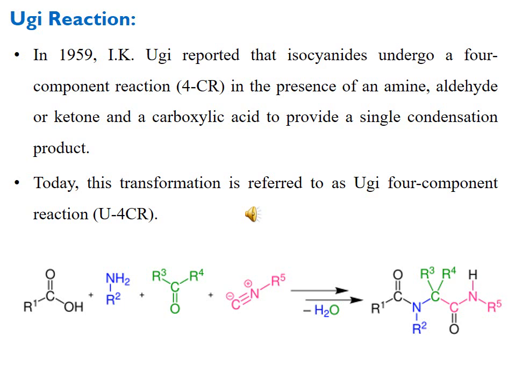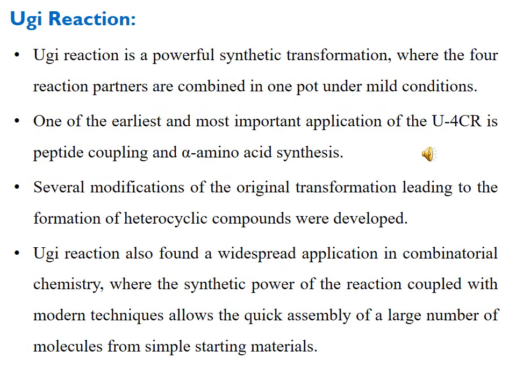So this is the overall reaction of the Ugi 4-component synthesis, in which 4 components are combined together to form a single moiety with the removal of a single water molecule. And also due to the higher reactivity of isocyanide and these reacting species, we do not need to use a catalyst for the propagation of this reaction. Some more important features of the Ugi reaction include that it is a powerful synthetic transformation where the four reaction partners are combined in one pot under mild conditions. That is, we do not have to give a higher temperature or pressure or catalyst, etc.